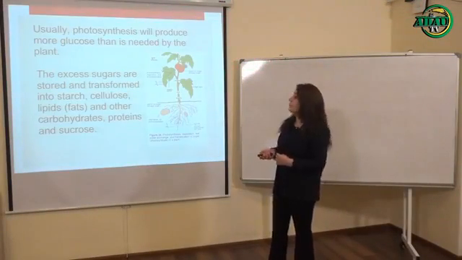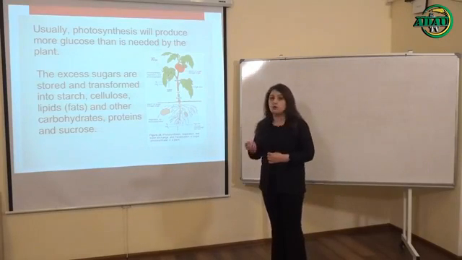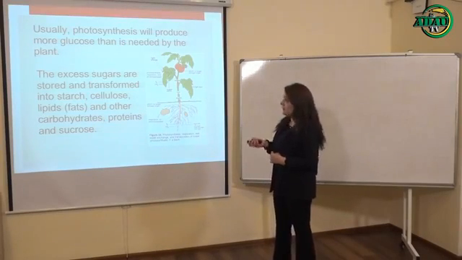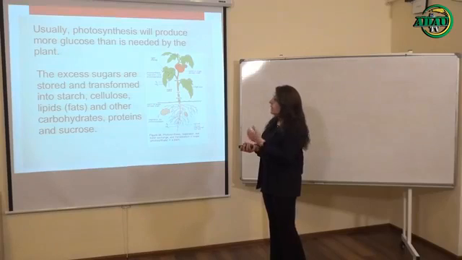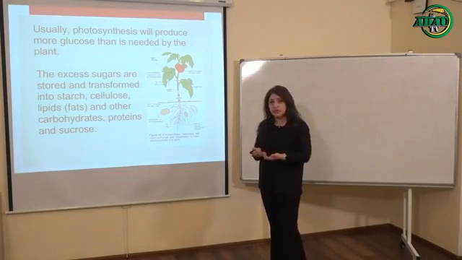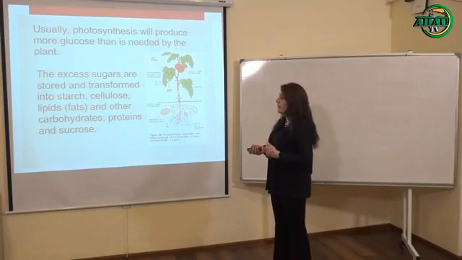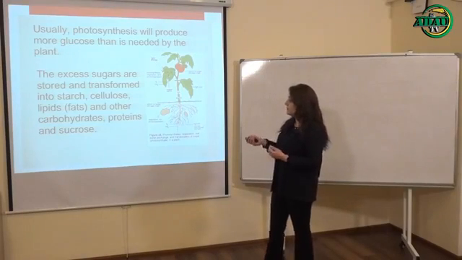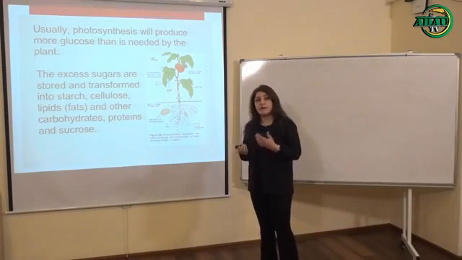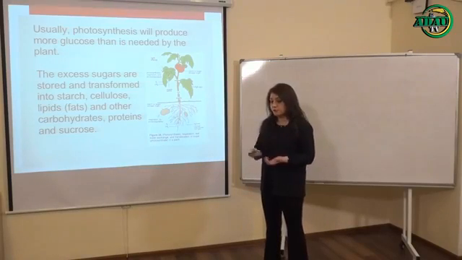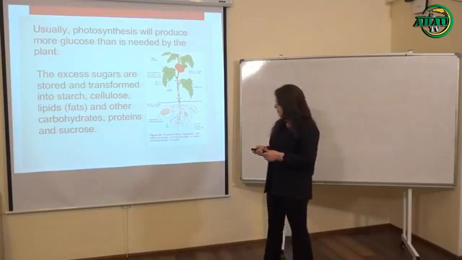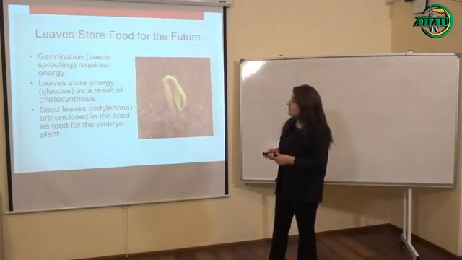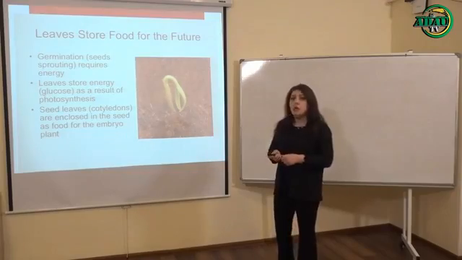And usually photosynthesis will produce more glucose than is needed by the plant, and the excess sugars are stored. The excess materials are stored and transformed into starch, cellulose, lipids or fats, and other carbohydrates, proteins, and sucrose, and they are stored in the form of reserve materials in underground or in reproductive organs of the plants. And leaves store food for the future.